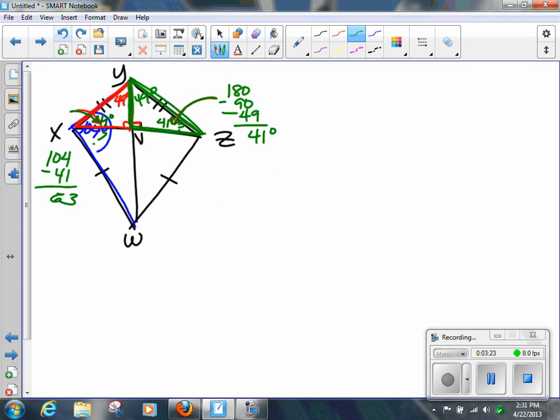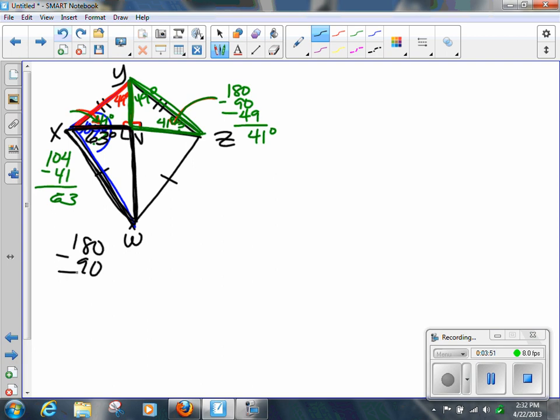Okay? Now, are we done with this problem? I've got the 63-degree angle there. I just found it. Let me write this. This is 63 degrees. Folks, what if I wanted to find all of the angles within this triangle?